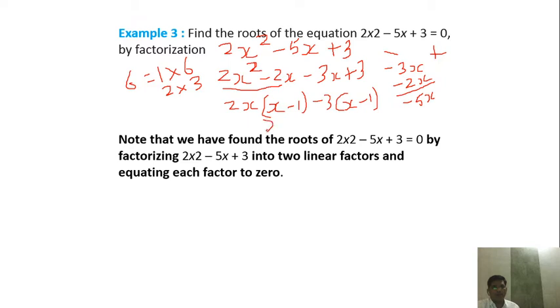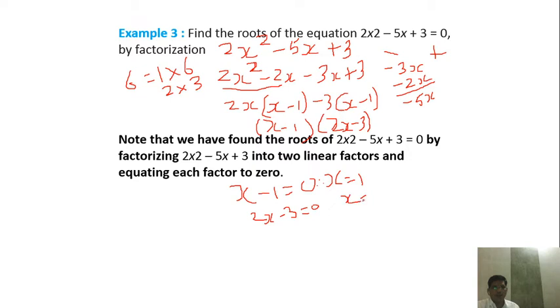So the two factors are x minus 1 and 2x minus 3. These are the two factors, but we have to find the roots. So what do I have to write? x minus 1 is equal to 0, therefore x is equal to 1. 2x minus 3 is equal to 0, so x is equal to 3 by 2.